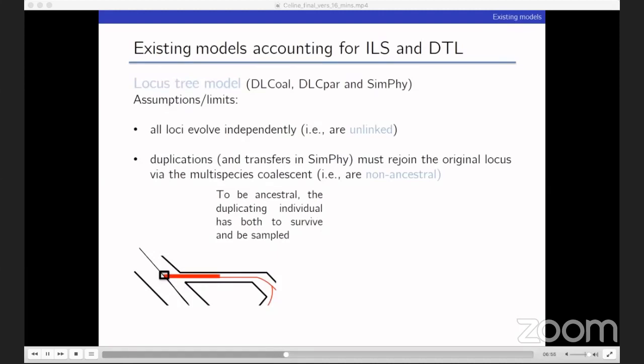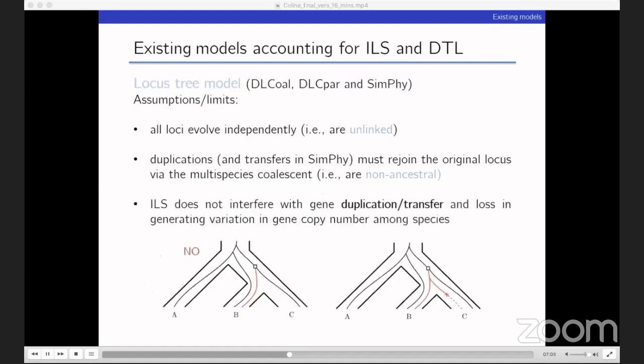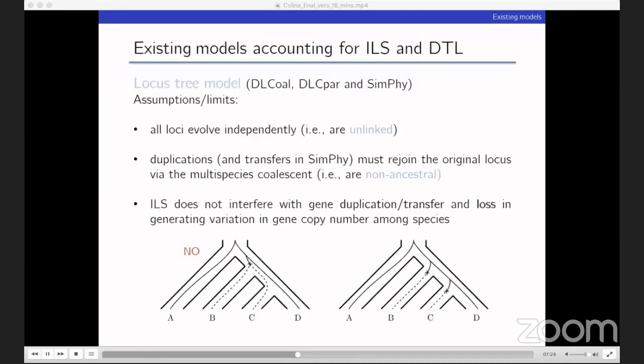Non-ancestral events are a reasonable consequence of the assumption that all loci evolve independently, since the probability of an ancestral unlinked duplication is vanishingly small. In this model, ILS cannot interfere with gene duplication, transfer, and loss in generating variation in gene copy number among species, since the duplicated and transferred genes are transmitted to all descendant species at the new locus, barring gene losses. So some scenarios, as the one depicted in this slide or the next one, are not possible.